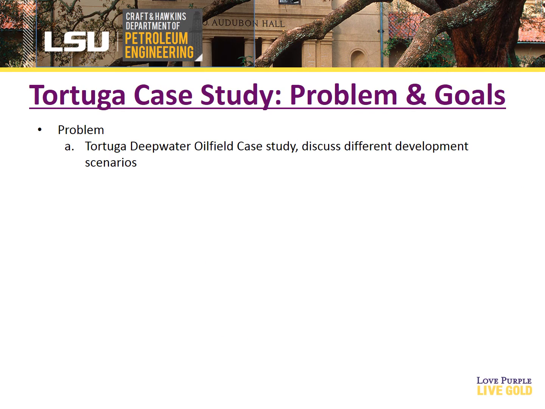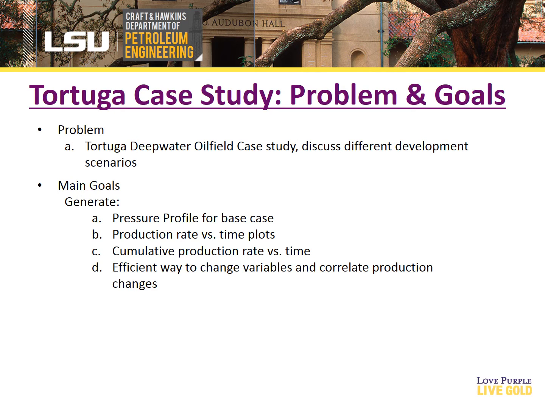In today's presentation, we will cover a case study of the Tortuga deepwater oil field and discuss different development scenarios. The different scenarios tested will allow us to assess and configure an optimized subsea production system. We were given basic information about our reservoir such as PVT, reservoir, well, and network configuration data, although no production history is available. One of our main goals is to generate a pressure profile for our base case scenario.